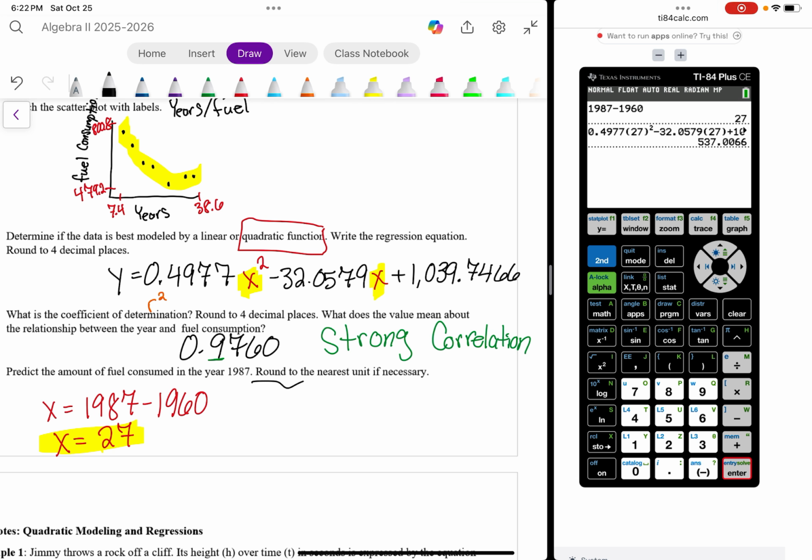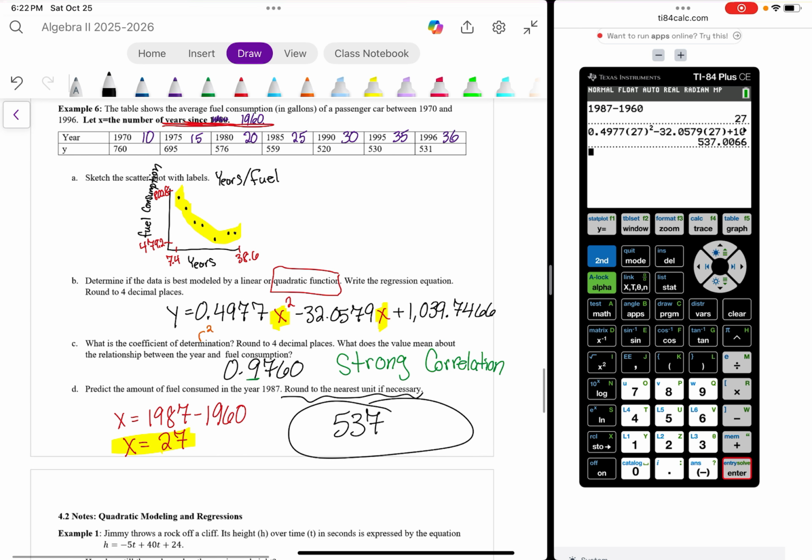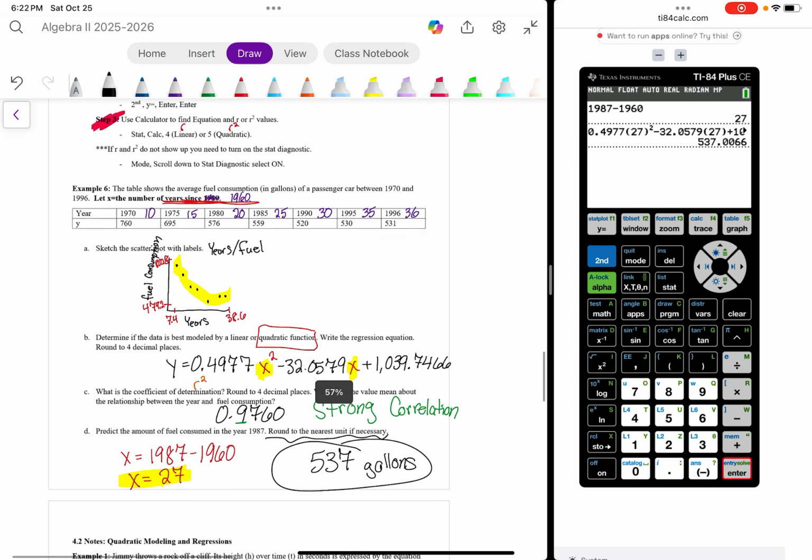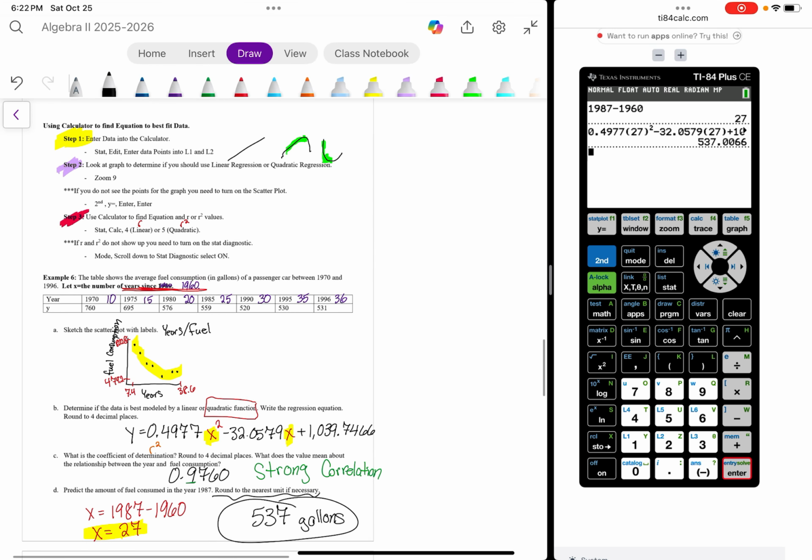And this one we're going to round to the nearest unit. So that means the nearest whole number. This would be 537 about. And this is fuel consumption, so this one would be gallons. Okay, so that is how you can use your calculator to write an equation of best fit for a quadratic regression equation.